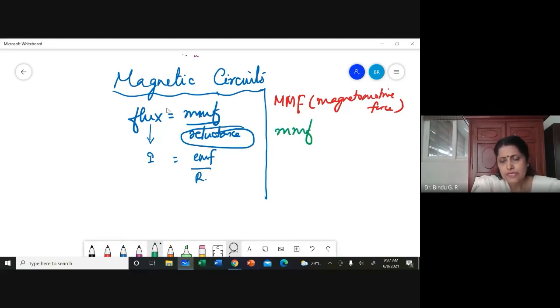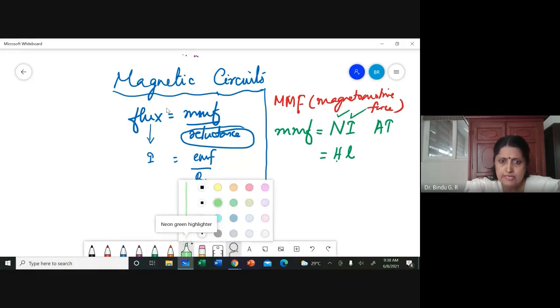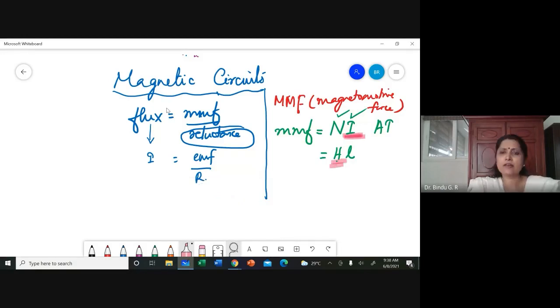And MMF, yesterday I discussed this also very importantly. MMF is actually equal to NI, ampere turns. N is the number of turns, which is also equal to HL, where H is the magnetizing force of the magnetic field, and L is the mean length of the magnetic circuit. And I also said that this equation essentially connects the electric current and the magnetic field.